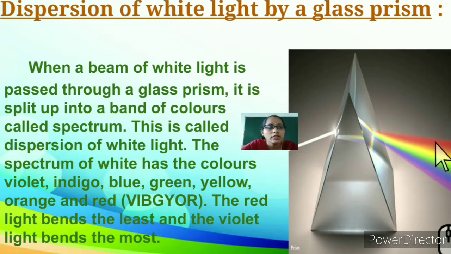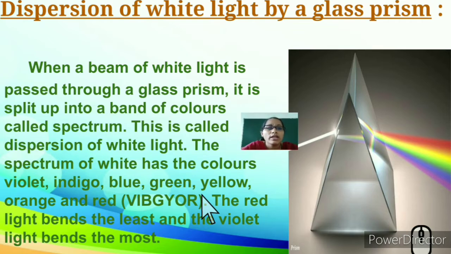So red, here at the end is red, and here it is violet. Red light bends the least and violet bends the most. Least means it takes a very small distance to bend. Here you can see the red light bending is less, but the violet light bending is more. So keep in your mind, VIBGYOR, what bends the least and what bends the most? Violet, that comes out first, will bend the most, and red will bend the least.